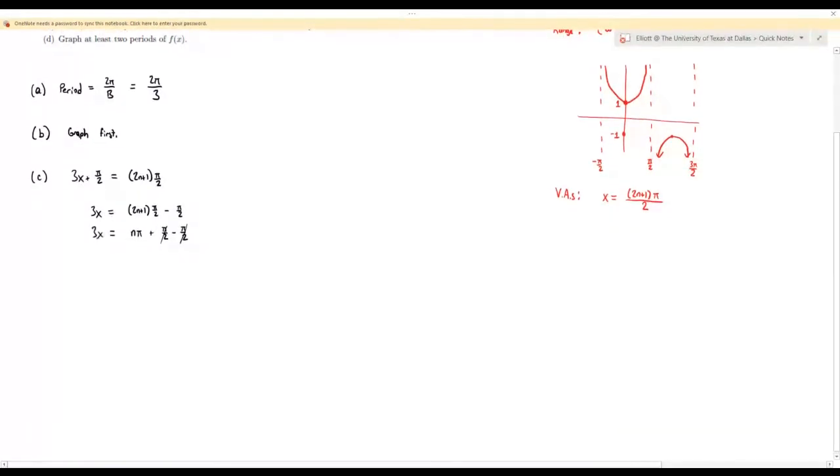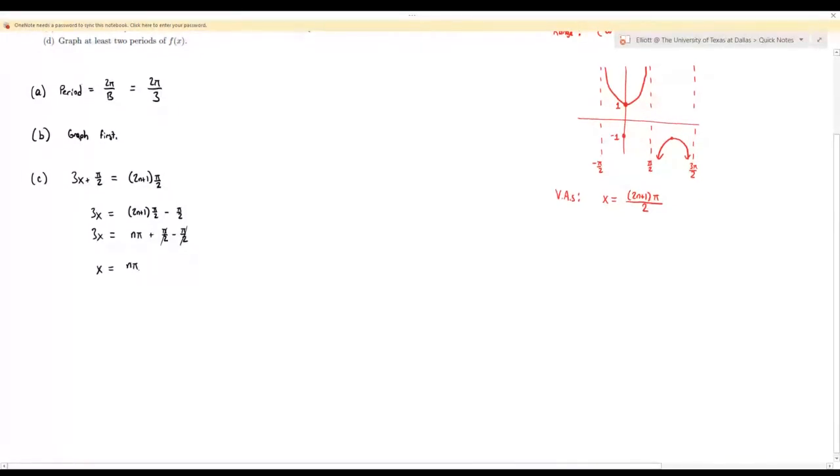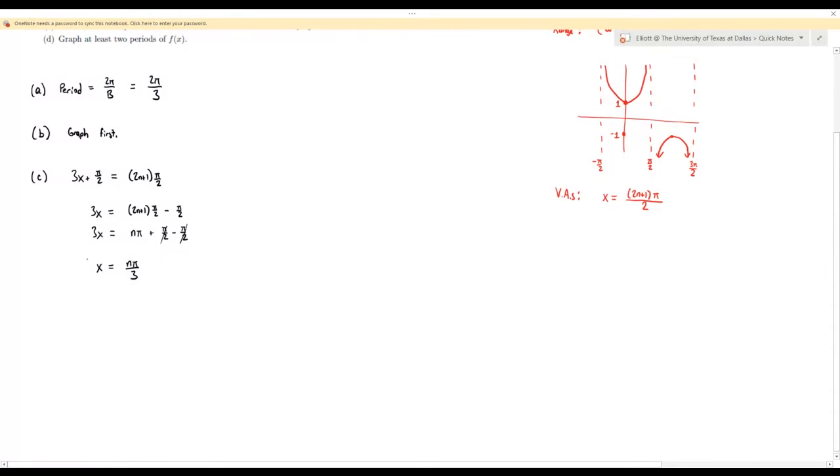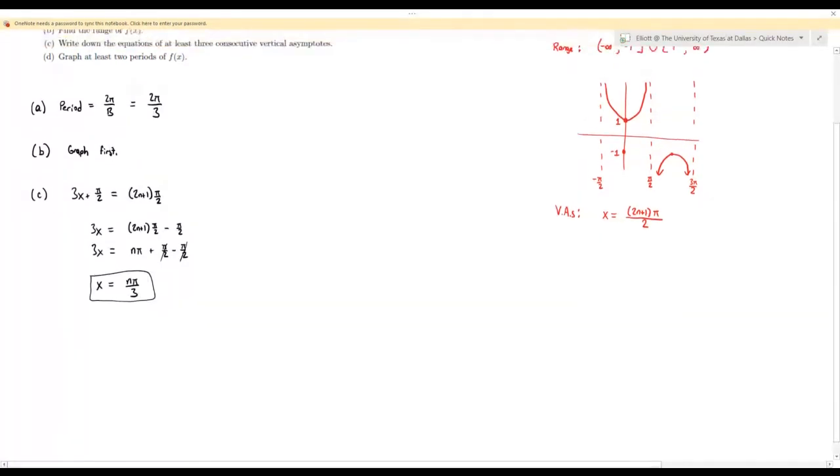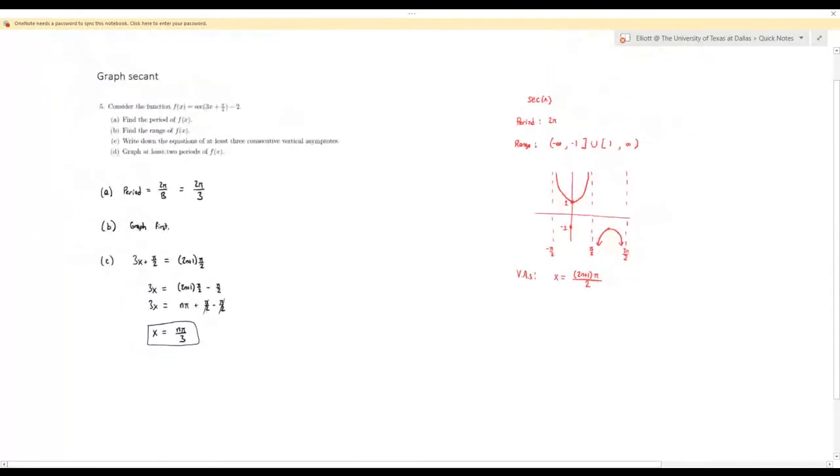So that leaves us with 3x equals n pi. So solving for x, you get x equals n pi over 3. So this would be kind of the general formula for where all the vertical asymptotes of our function will be.